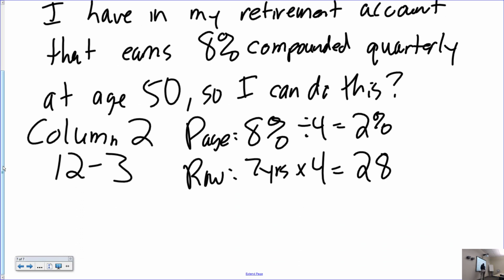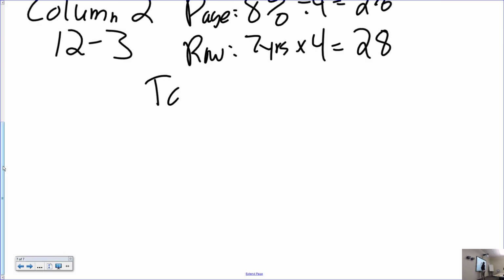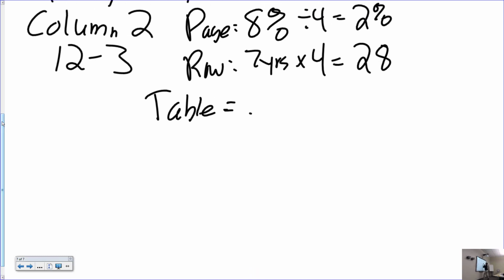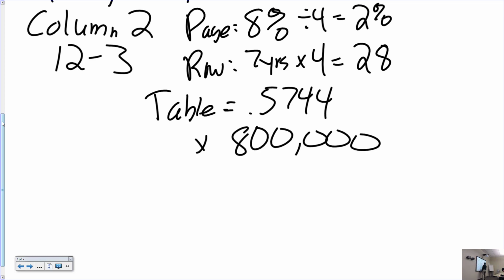So, what's my table value? 8706. What was that? 8706. Or am I looking at 23? 2%, 28. Number 28? Period. 5744. 5744. Okay, that sounds a little better. You saw where it came from, though, Allison, right? Yeah. Okay. Yep. So, multiply that by the $800,000 I think I'm going to need at age 57.